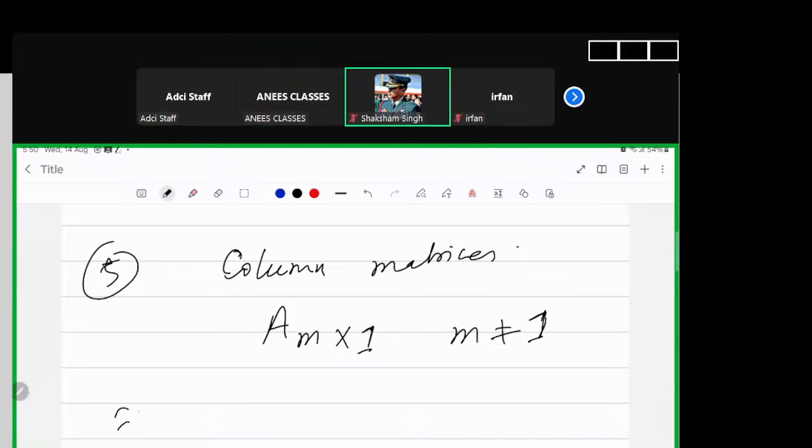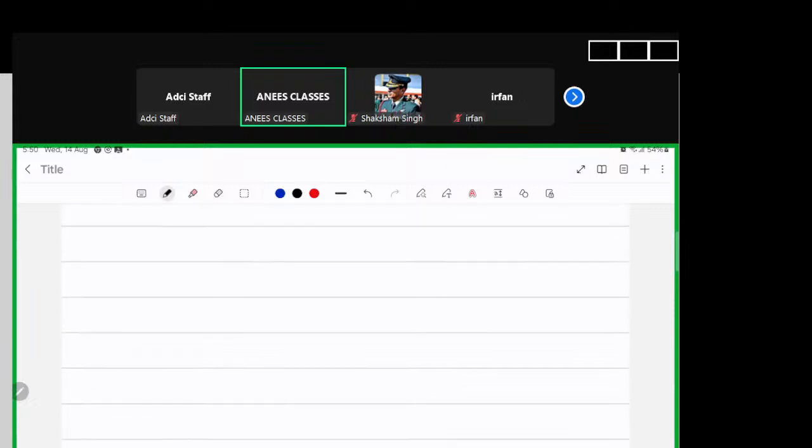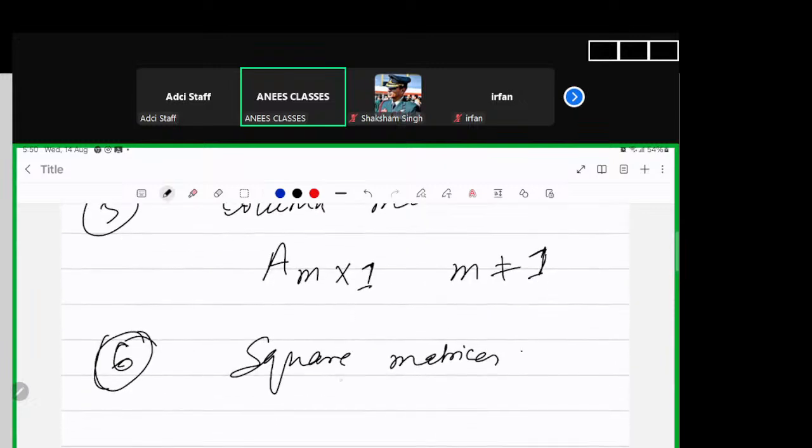Understood. 6th, a square matrix. In square matrices, the number of rows equals the number of columns. n cross n. Okay? Right?